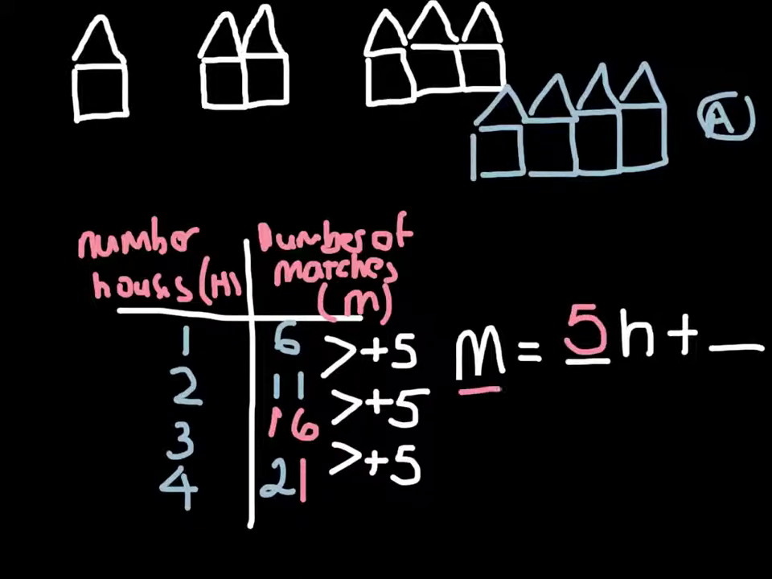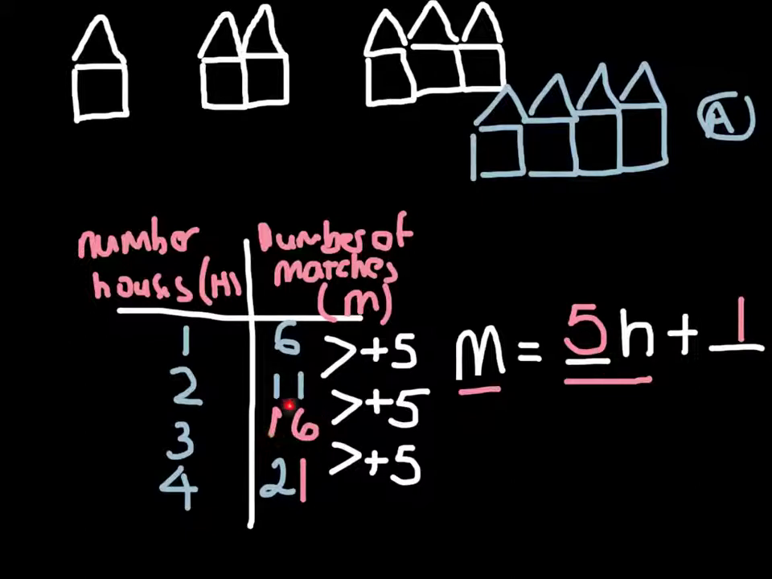Okay, so my number of matches equals 5 lots of the houses plus or minus something. So we're going to look at the numbers we've got here and see if we can work out what it could be. Let's start off down here. Let's say if my houses is 4, I've got 21 matches. So we'll try and use this equation here. 5 times 4 is 20, plus what equals 21? Plus 1. Okay, we'll try it with another number. This time we're going to say 3. So when my houses are 3, I'm going to say 5 times 3 is 15.